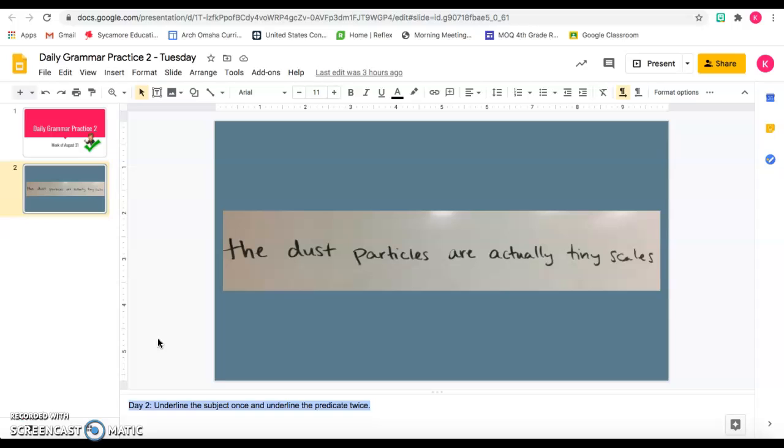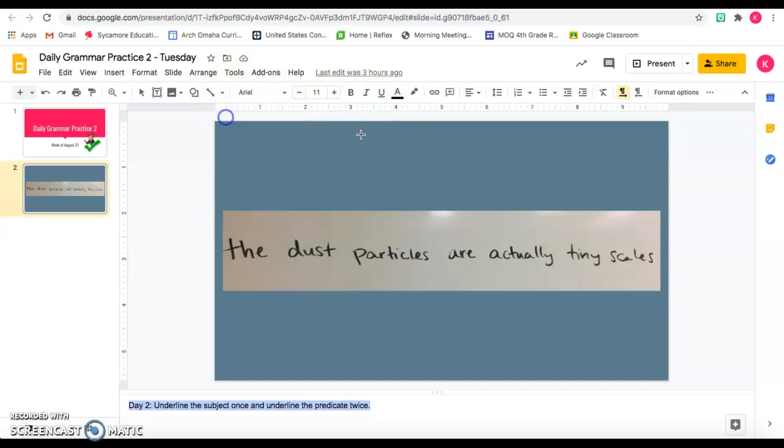The dust particles are actually tiny scales. So in order to find our subject and predicate, we need to remind ourselves what is a subject. Well, a subject is what the sentence is about, and the predicate is the verb that the subject is performing. If you recall from yesterday, our verb is are. So are actually tiny scales is going to be our predicate, our entire predicate.